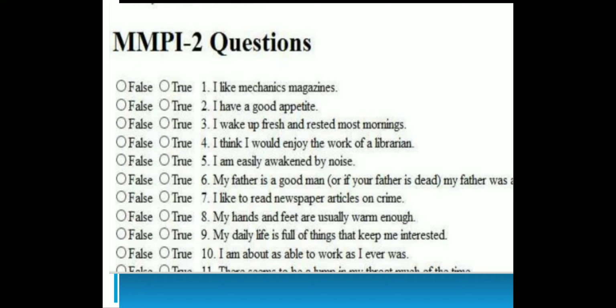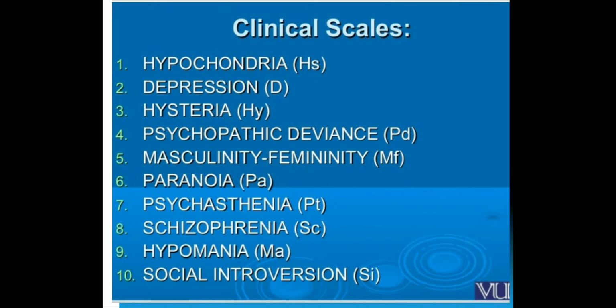I have a good appetite. Yes. So these kind of questions are there where we have to reveal about our own likings and dislikings and about our own self, right. Through these types of questions we assess the personality. Now, what are the clinical scales that we are talking about? See, psychopathology can be in the 10 areas that are hypochondria, depression, hysteria, psychopathic deviance, masculinity, femininity, paranoia, schizophrenia, hypomania, and social introversion.